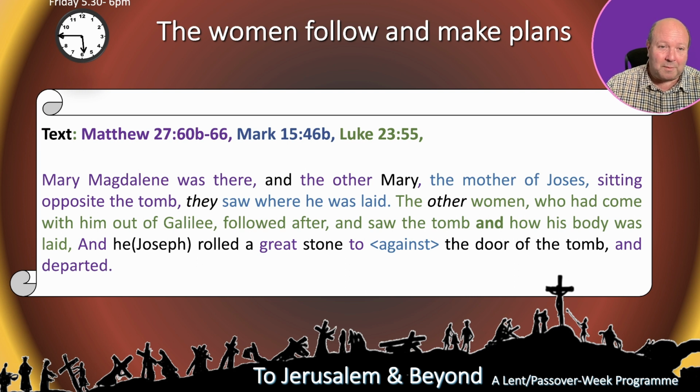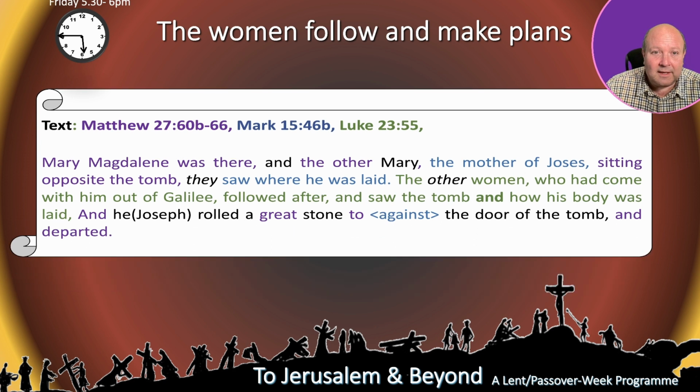The other women who came with him out of Galilee followed and saw the tomb and saw how his body was laid. In other words, they didn't just see where it was, they actually saw how it was all arranged inside. And he, i.e. Joseph, rolled a great stone against the door of the tomb and departed. Probably had servants to do it with him, of course.